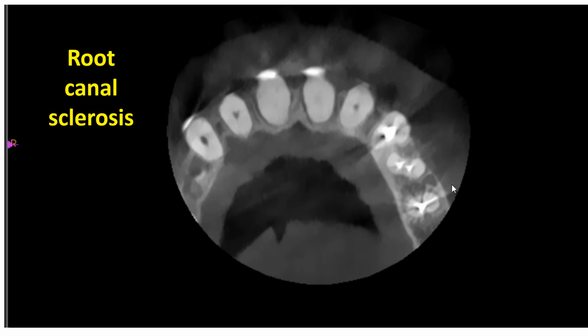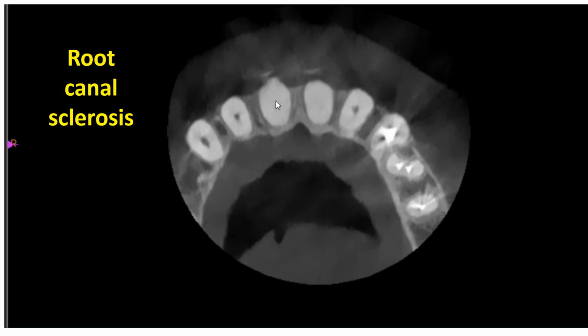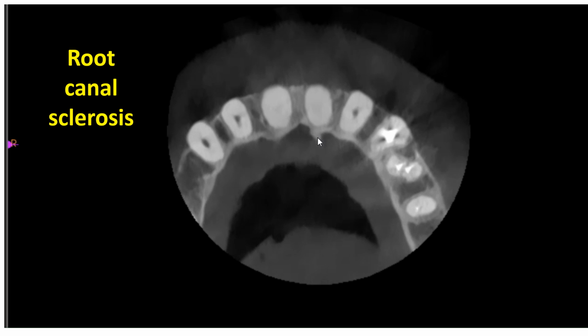This is a case of root canal sclerosis. Previously, when a patient came with trauma to central incisors, and you saw that the root canal was not present, we used to drill through the tooth, hoping that we could find the root canal. But nowadays, with the CBCT, we don't need to do that. All we do is take the CBCT and see clearly whether the root canal is present or not.